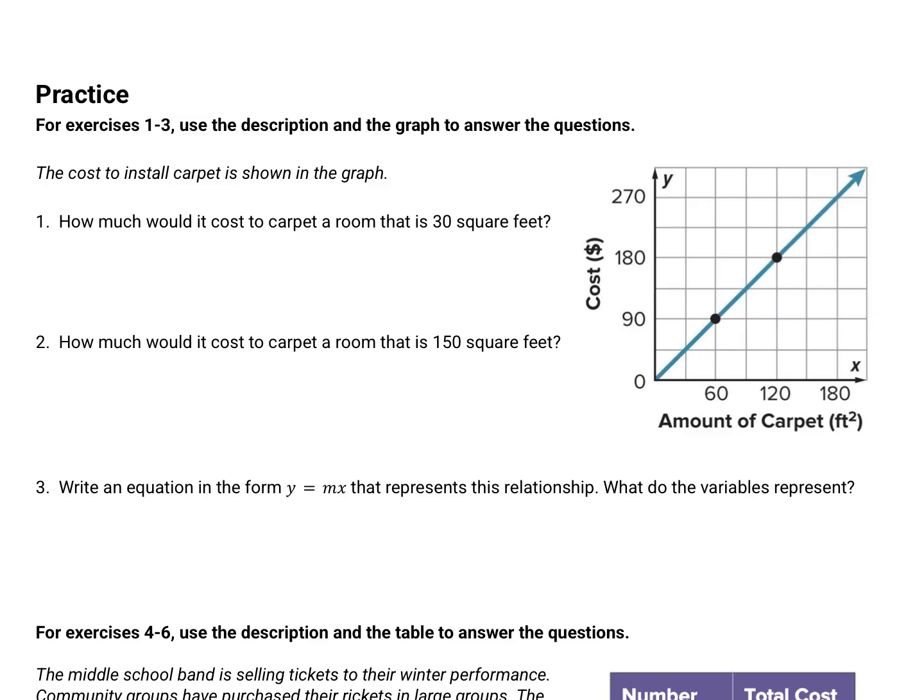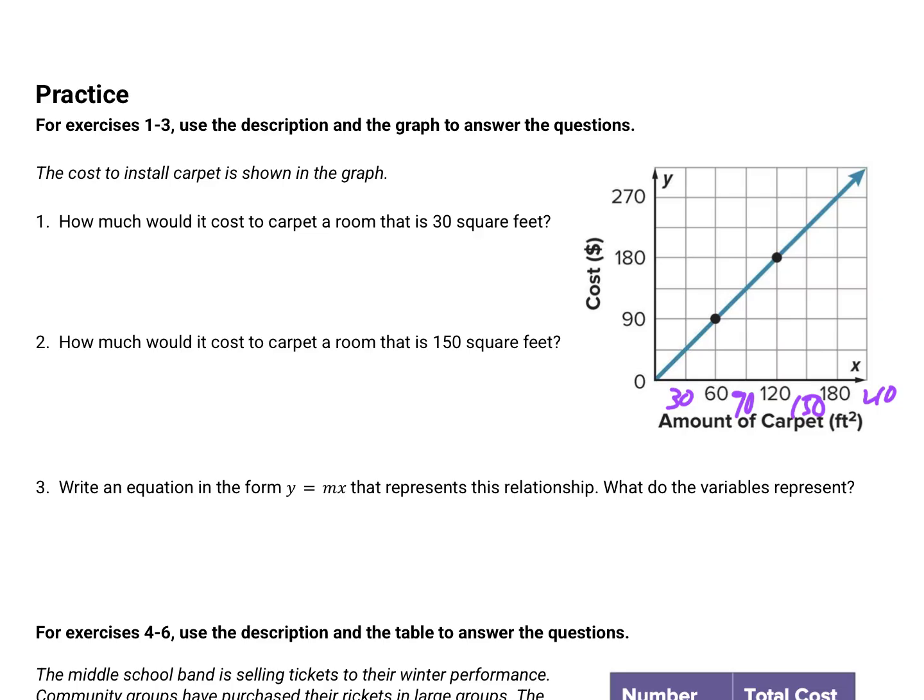All right, now let's take a look at some of these practice questions for today. In the first set of questions, we're looking at the cost to install carpet as shown on the graph. You'll notice first thing that there are some numbers missing on our graph. They number every other line, and they're not numbered by 1. So I would suggest first we start by filling in the numbers that are missing. Between 0 and 60, we would have 30. Between 60 and 120, we would have 90. Between 120 and 180, we would have 150. And right next to that 180 would be 210.